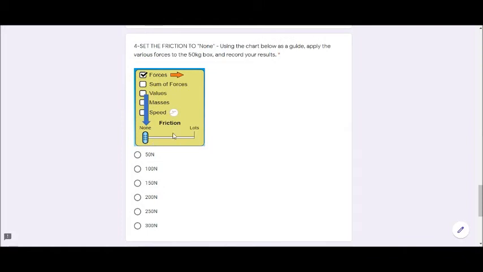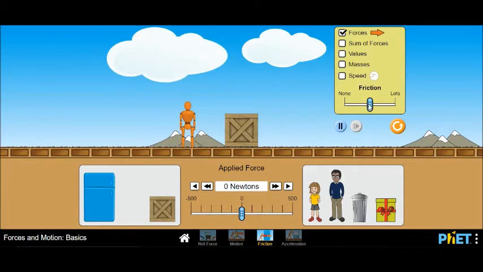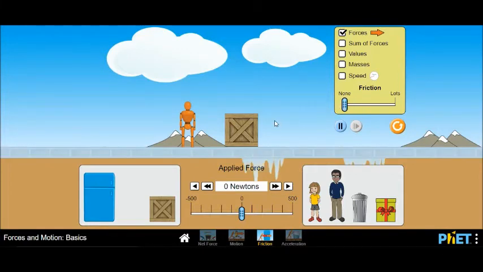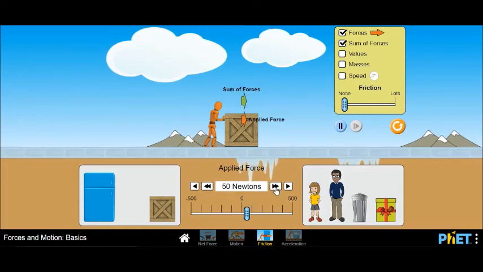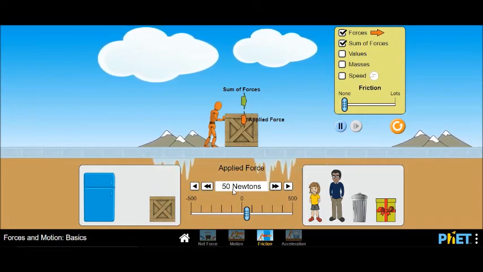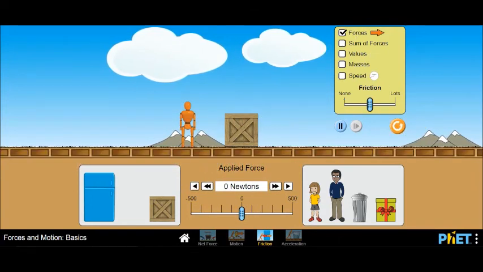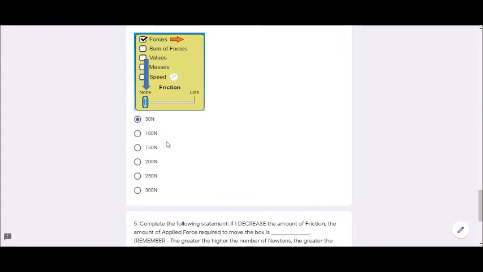Now, oh look, now none. So let's go back and do it over. Now we're going to slide it over to none, ice. So anybody have a prediction on this one? Well, trying to slide something on ice is not so hard, is it? Well, let's try it. Let's put our sum of forces up and begin. Oh, it's already moving at 50 newtons. It's already moving. All right. So we can go back and 50.